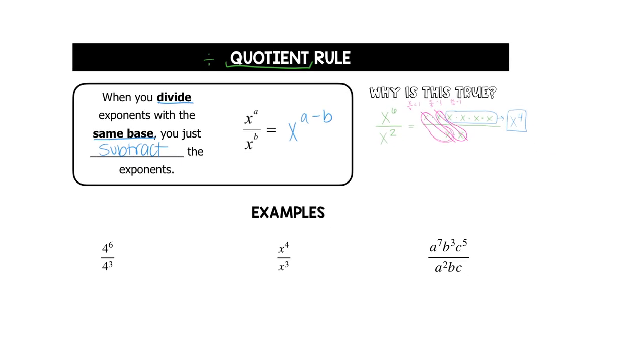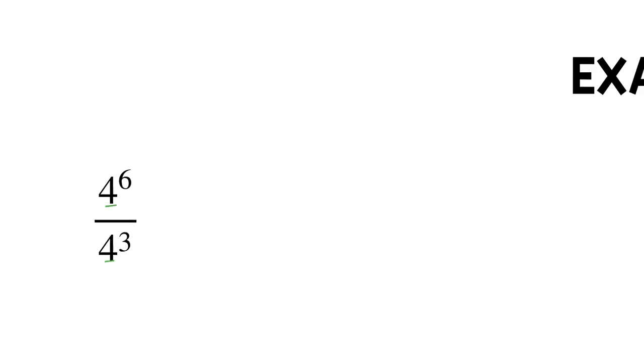Okay, so let's just take a look at these few examples here. That first one, we have 4 to the 6th divided by 4 to the 3rd. Because these have the same base, we can just subtract the exponents. 6 minus 3 is 3. So this is the same thing as 4 to the 3rd power. And if you wanted to go a step further and evaluate that out, you could. You could just type that into your calculator if you want. That is 64.